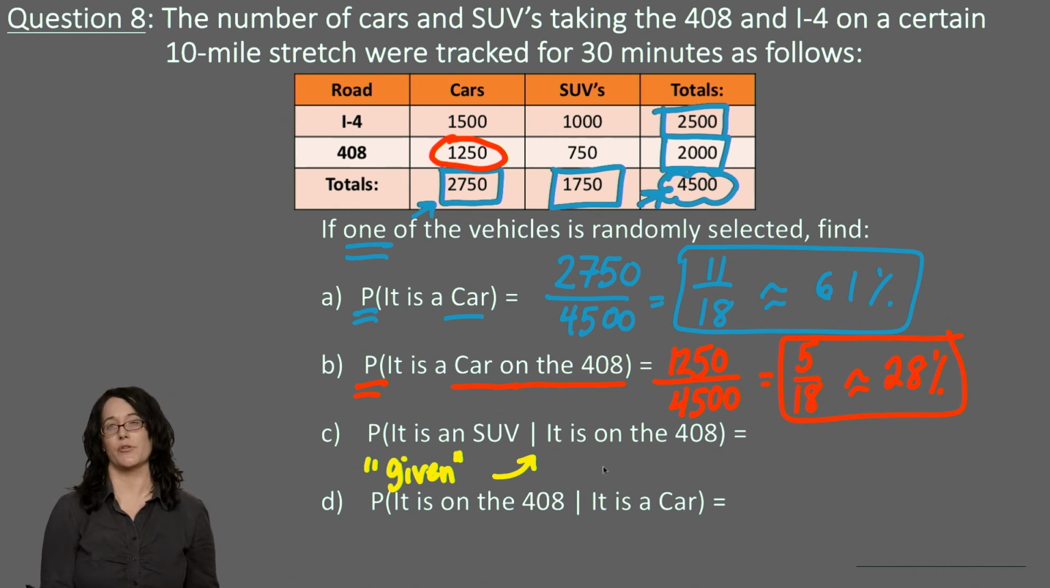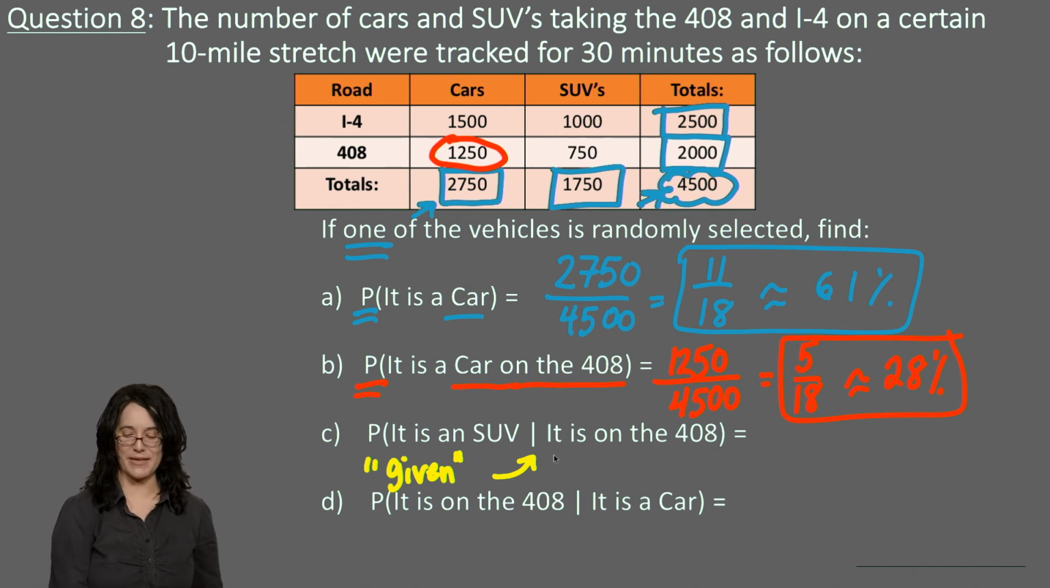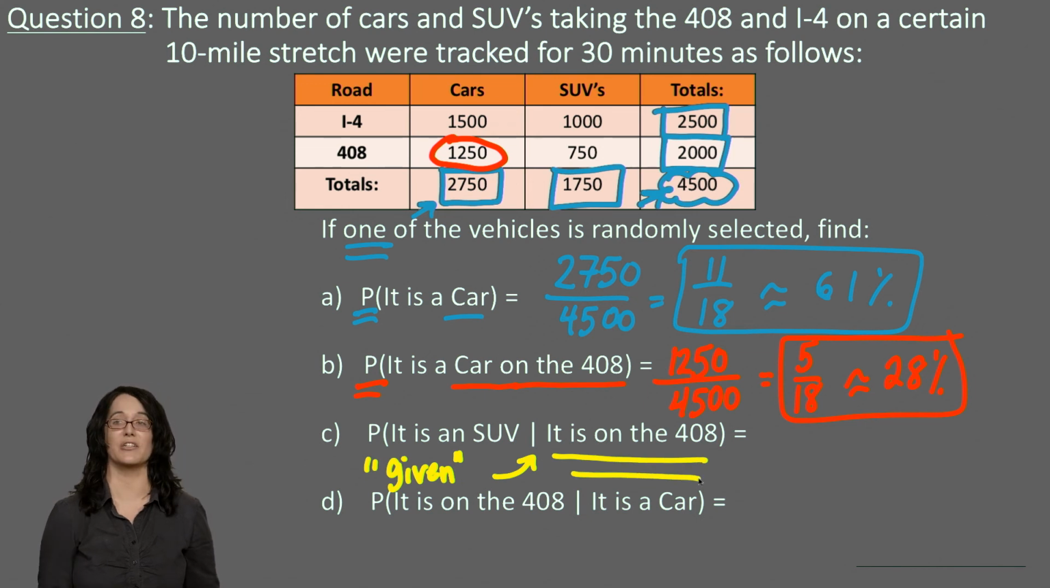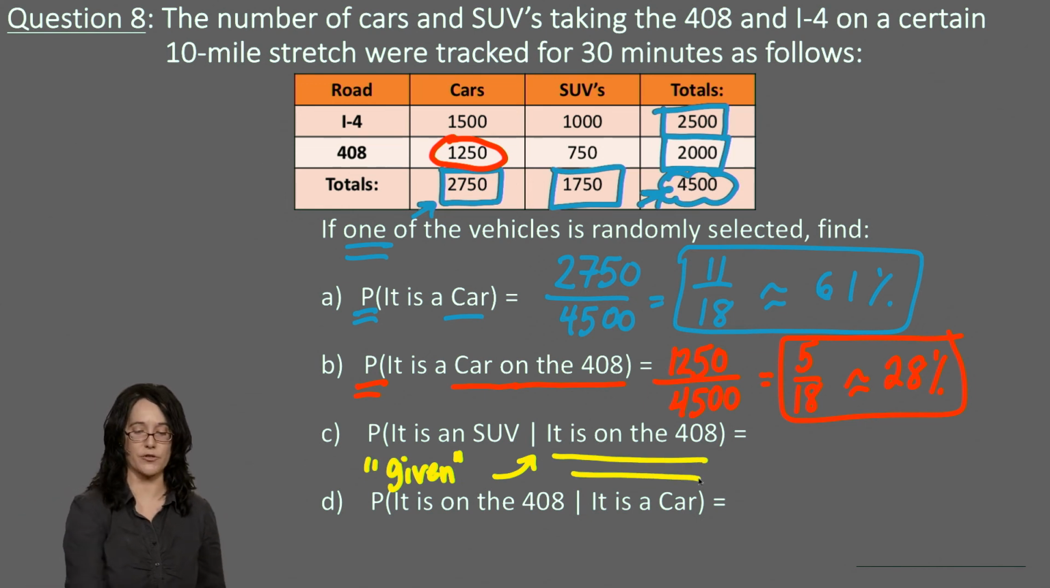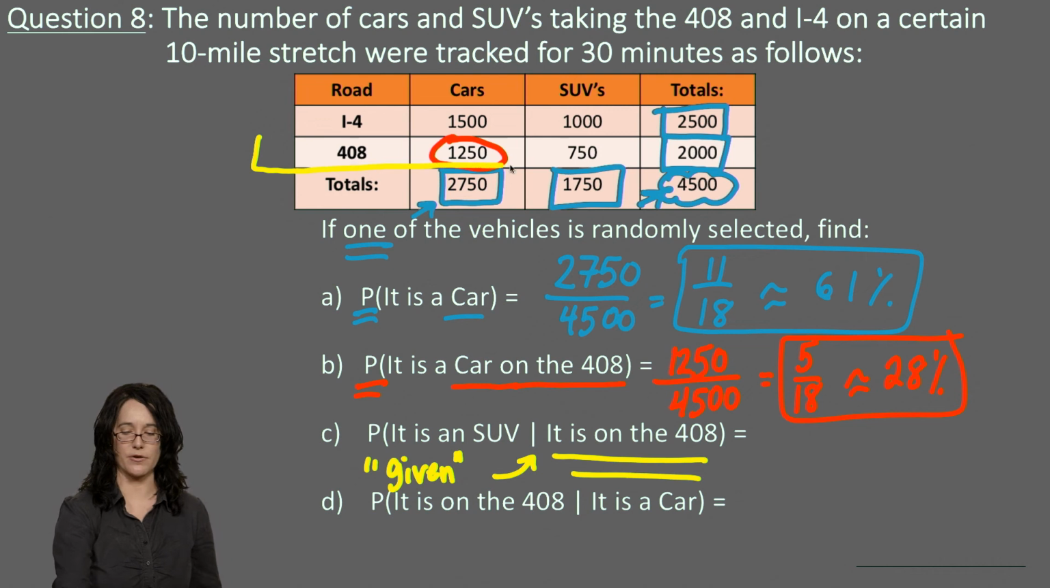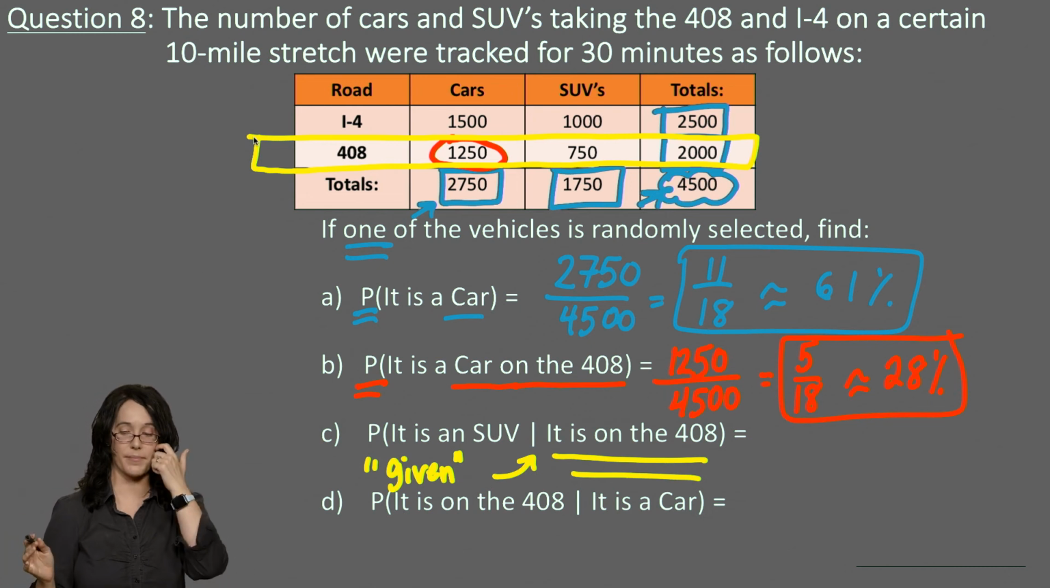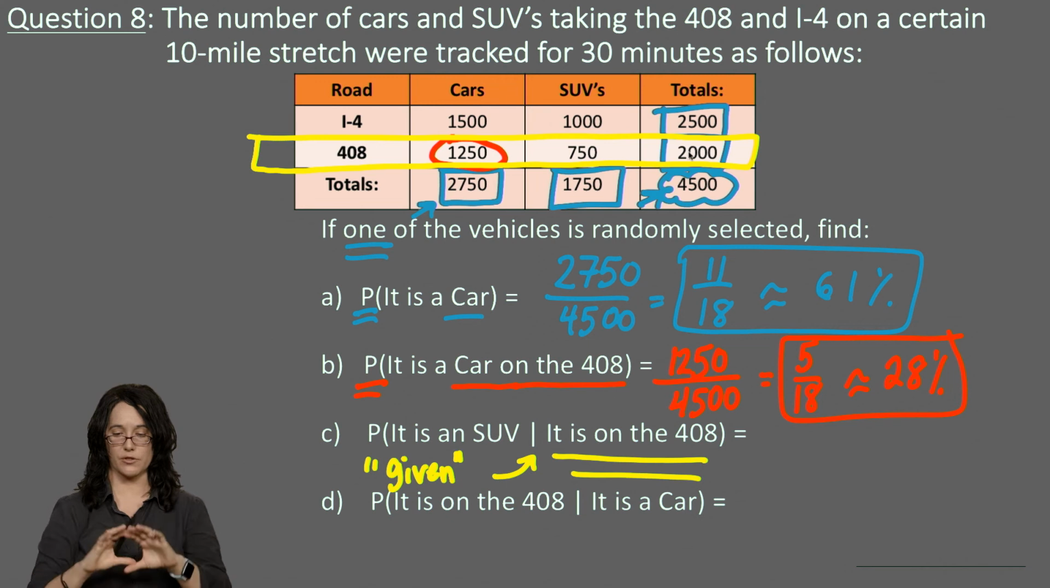So where do we begin? Do you remember? That's right. You always begin with your condition. Okay, this is your condition. You know it's on the 408. So the only place you're allowed to look at your chart right now is the column for vehicles that were traveling on the 408 at that time period. Okay, so that would be those 2,000 vehicles in total, and then they have them separated by type.